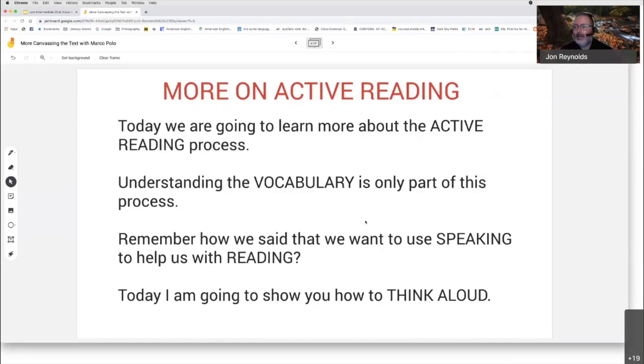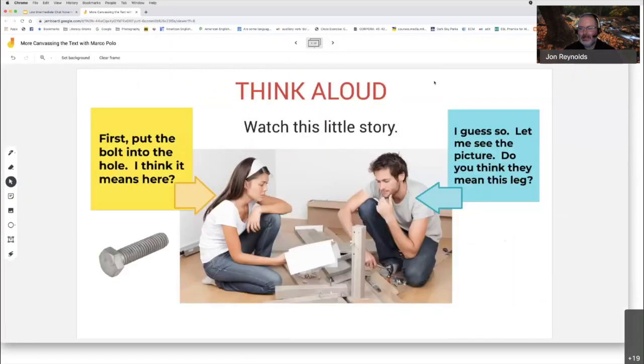Now, today, I'm going to show you another part of this active reading process, and this is called think aloud. Everyone just say that there. Think aloud. Okay? All right. Now, what is thinking aloud? Well, let's explain, and then we're going to do a little story here. So, thinking aloud is when we take what's inside of our head and we actually try to speak it. So, we take what we're thinking and we try to talk. Okay, so let's watch for just a moment.